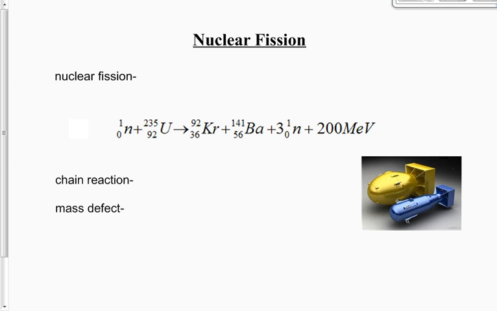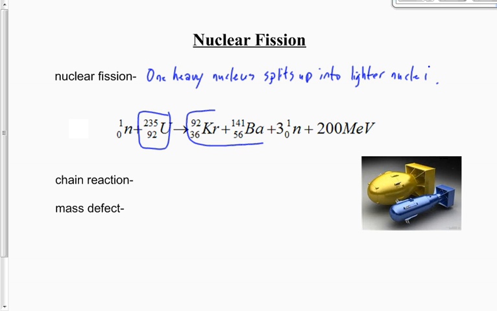Nuclear fission is that process whereby one heavy nucleus splits up into lighter nuclei. This is an example that you see on the board right now of nuclear fission. There's lots of examples that you could see, in fact lots that look an awful lot like this one, but just not exactly the same. You can see in this case that we have uranium-235 that's splitting up into krypton-92 and barium-141.